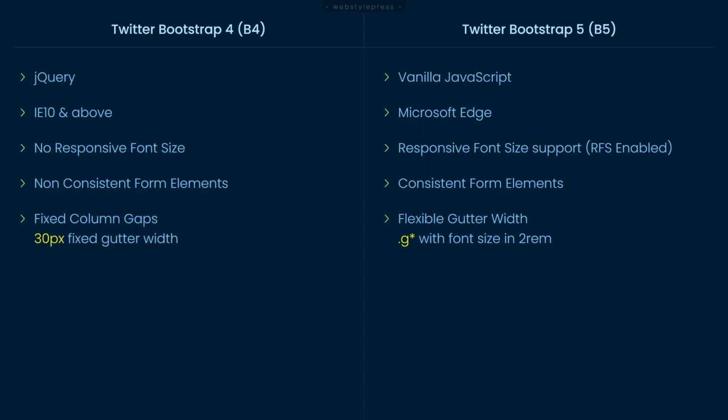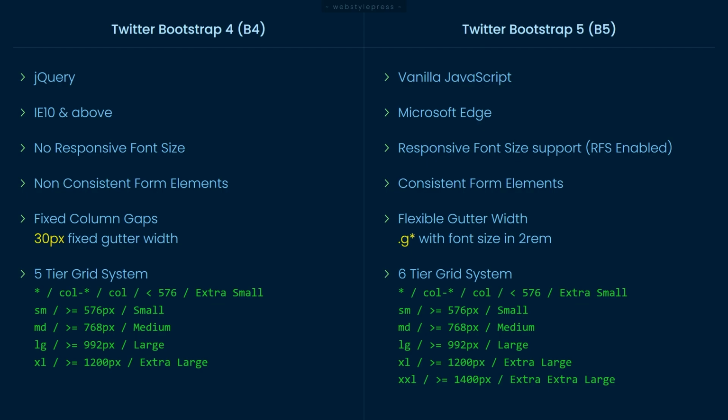Gutter is the column gap. Bootstrap 4 used fixed gutter width in pixels. Bootstrap 5 uses flexible gutter width that can be optimized according to your design. So you have a flexible column gap in the Bootstrap 5 grid system that can be optimized according to your design. Bootstrap 5 further enhanced the grid system by adding an extra breakpoint called XXL to target extra large displays as well. So Bootstrap 5 is using a 6-tier grid system instead of a 5-tier grid system.